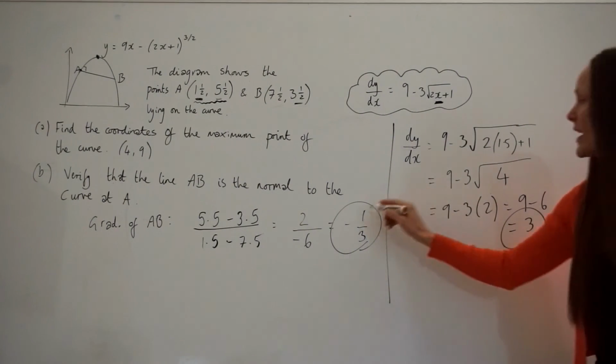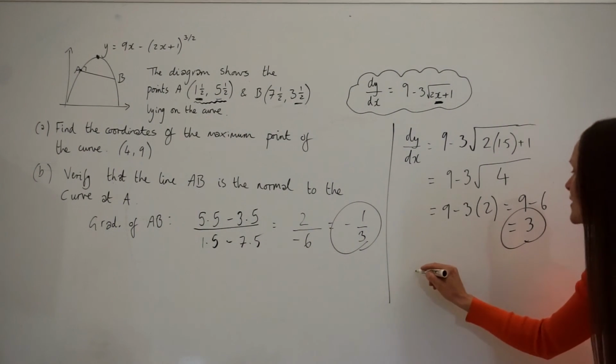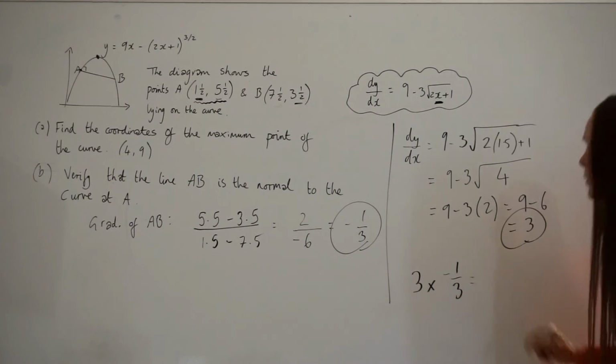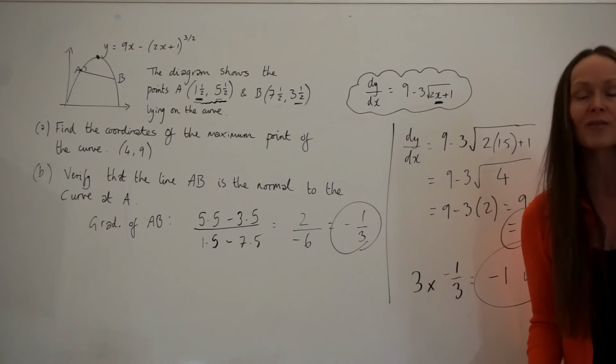Okay, so we've got the gradient here of the straight line AB, and the gradient of the curve. So the last step is to multiply the two gradients together. And if they equal -1, which they do, it tells us that this is the normal, so the line AB is the normal to the curve at point A.